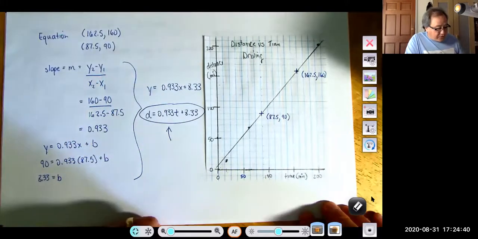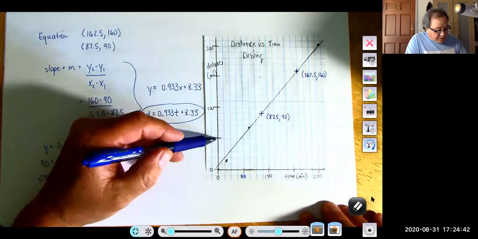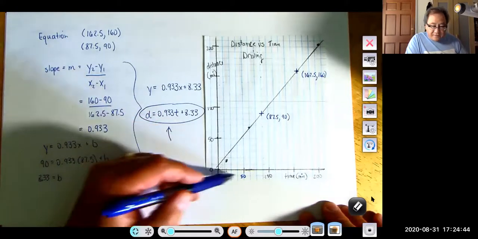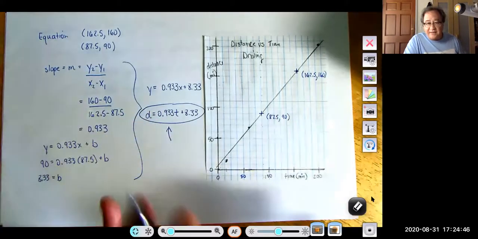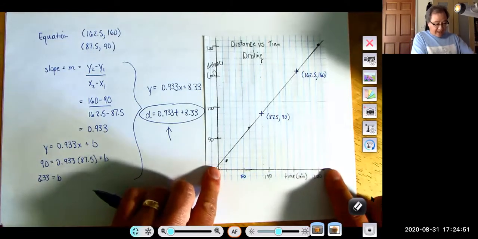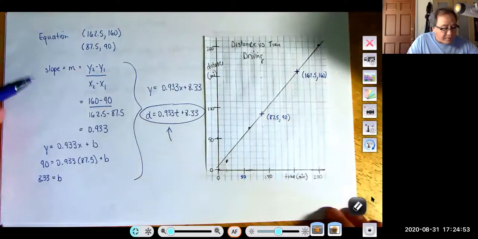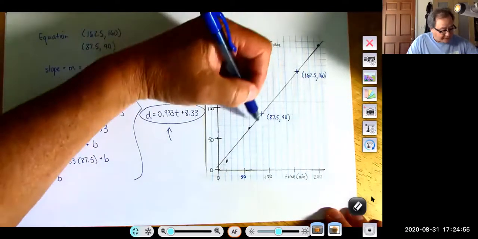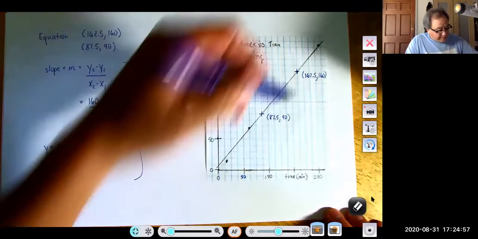Now, it's important to note that I have 5 squares here for 50, and I have 4 squares here for 50. That is okay. More importantly, I've used the full scope of this graph. Here are my 3 points, they're the little dots. And here's my line of best fit.